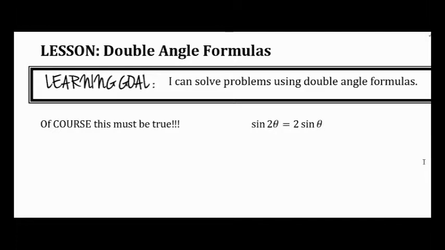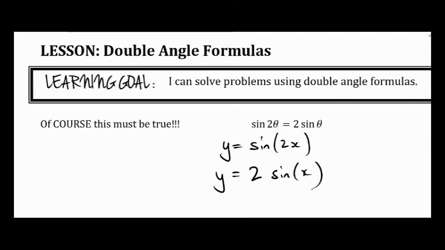If this were true, it would be called an identity. If it were true, it would be true for all values of theta. Another way to think about identities that you haven't thought about before is the graph of each side. So let's think about this. What if I do y equals sine of 2x and y equals 2 sine of x? Those would be two graphs. If it was a true identity, if it was true that they were equal, what would be true of their graphs?